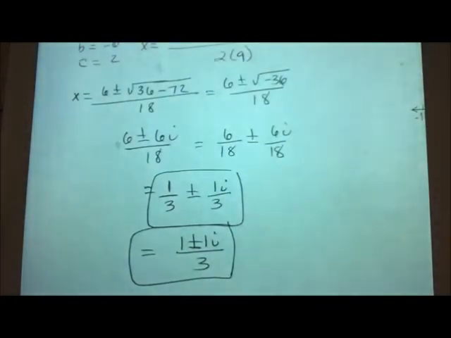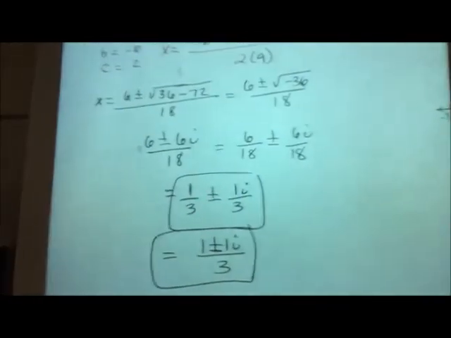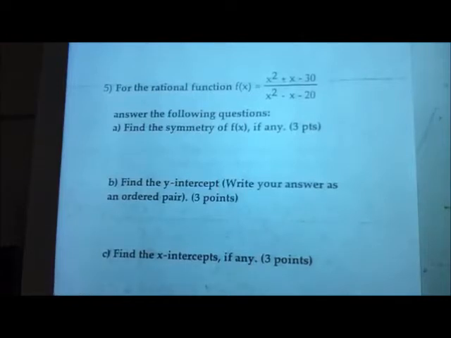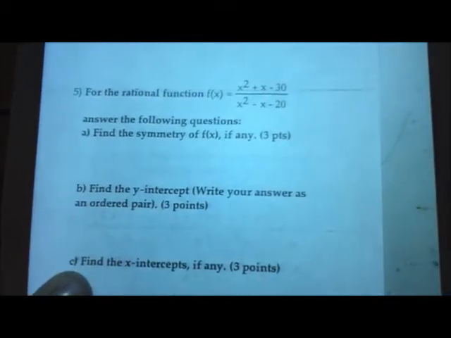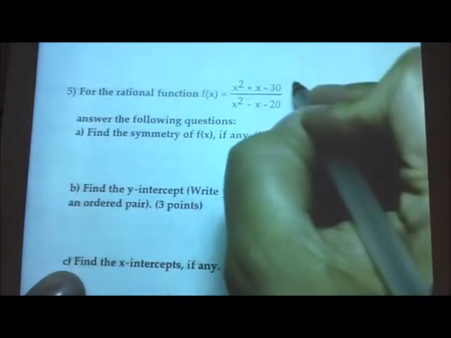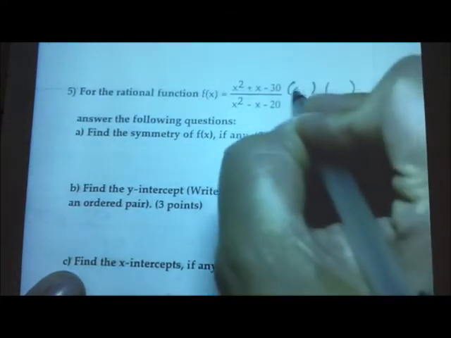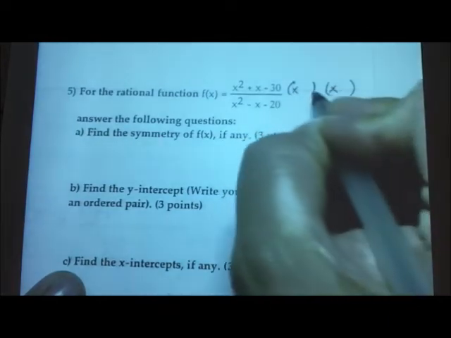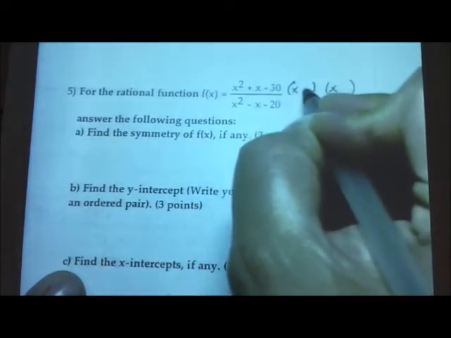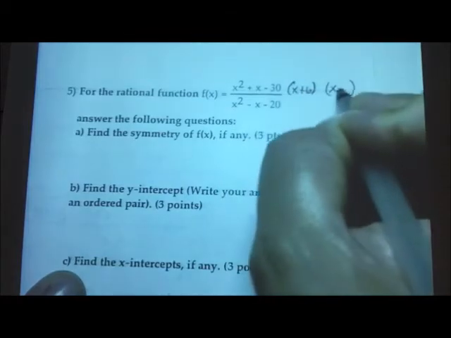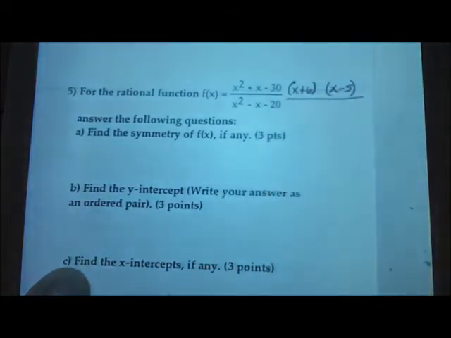Are we good with this one? Yes. So here's the last problem. In order to be able to do this, we have to factor both the top and bottom. So what two numbers multiply to a negative 30 but add up to 1? 6 and 5. Who has to be positive? 6. Very good. That's awesome. You didn't have to do a table.